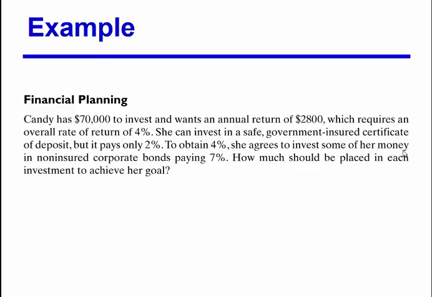So Candy has $70,000 to invest and wants an annual return of $2,800, which requires an overall rate of return of 4%. She can invest in a safe government-insured certificate of deposit, but it only pays 2%. To obtain the 4%, she agrees to invest some of her money in non-insured corporate bonds paying 7%. How much should she place in each investment to achieve the goal?